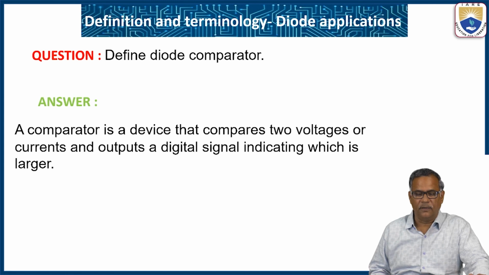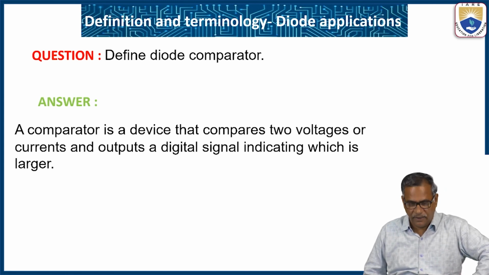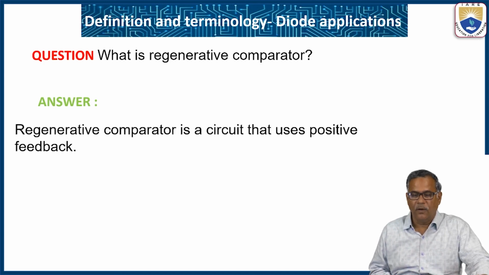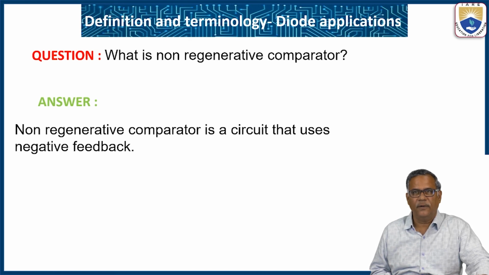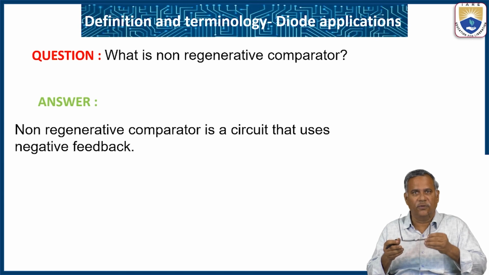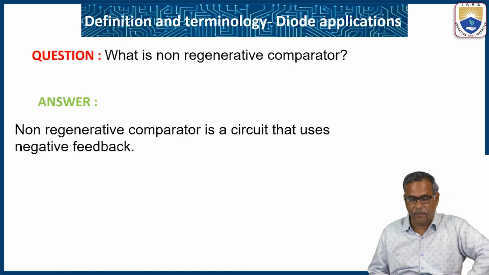Diode comparator. A comparator is a device that compares two voltages or currents and outputs a digital signal indicating which is larger. Basically, it compares. What is a regenerative comparator? A regenerative comparator is a circuit that uses positive feedback. And what is a non-regenerative comparator? A non-regenerative comparator is a circuit that uses negative feedback.